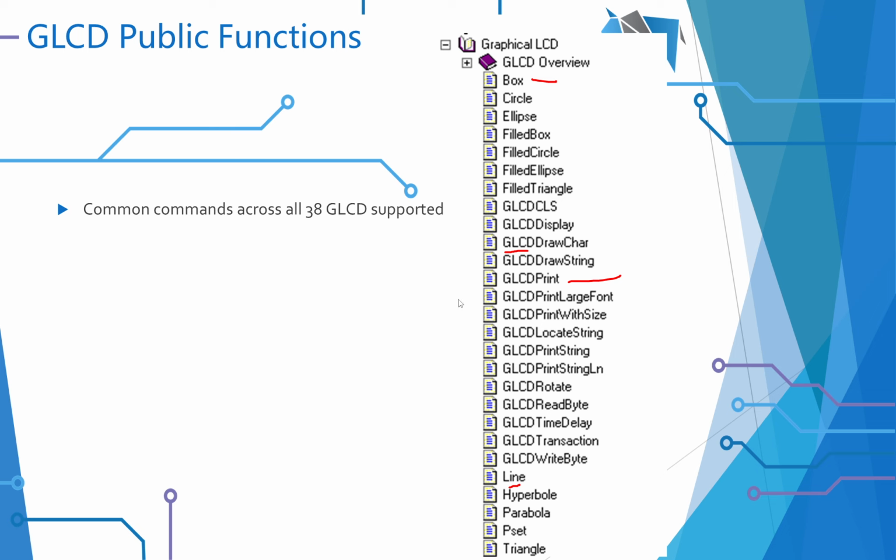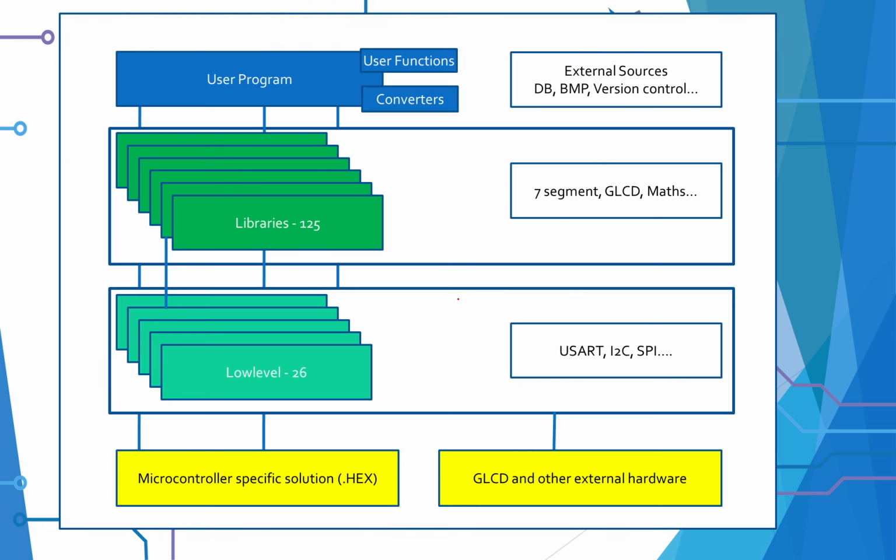So how does it operate? We had that horizontal diagram before, but it's worthy of note that what we've got is a user program that's calling a library, and that library is a GLCD library in this case. But there's over 125 libraries through here, and it's calling one or more of those automatically. Those libraries may call a low-level function, and that low-level function in this particular case is going to write to the ports. It doesn't use USART or I2C, SPI. It just writes to the ports.